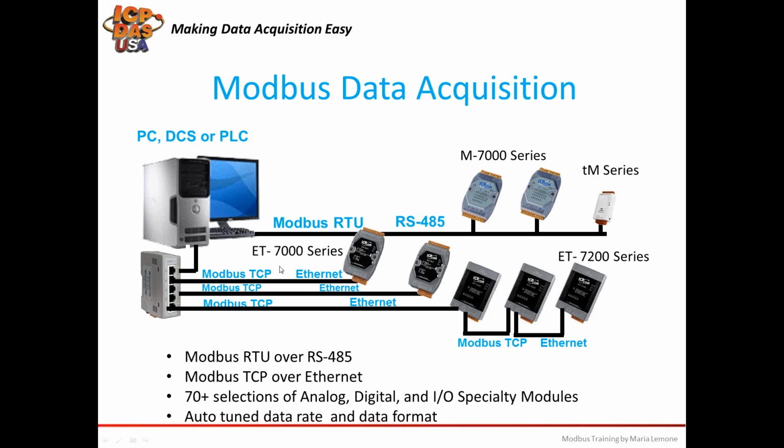Down here you have an Ethernet switch connected to a computer all over Ethernet cabling. And you see this here, this is the ET7000 series with one Ethernet port, another ET7000 series with the one Ethernet port, and then we have the ET7200 series, which has 2 Ethernet ports, which supports the Ethernet-based daisy chain configurations.